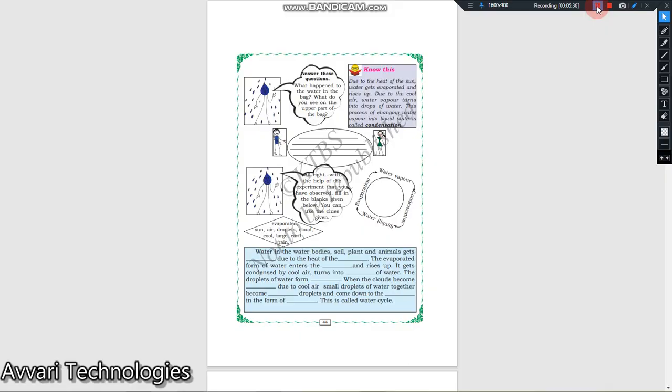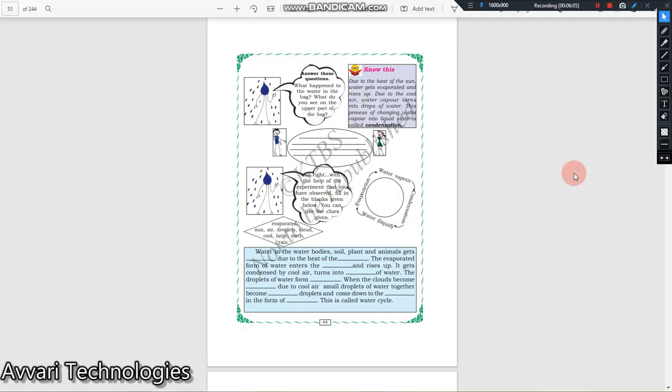Now, answer these questions. What happened to the water in the bag? What do you see on the upper part of the bag? In the upper part of the bag, because of the heat, it changes into water droplets, and in that bag there was only a small amount of water. Because of these droplets of water, the water level increases.